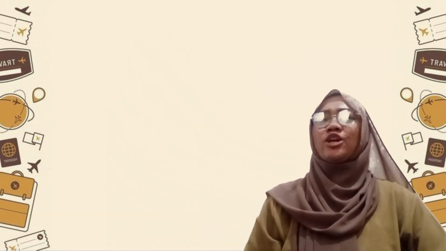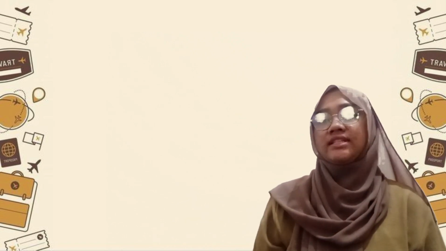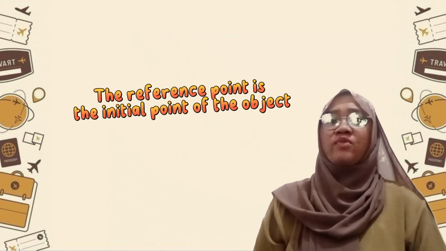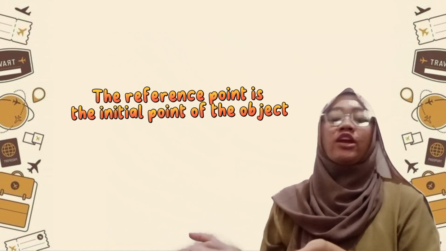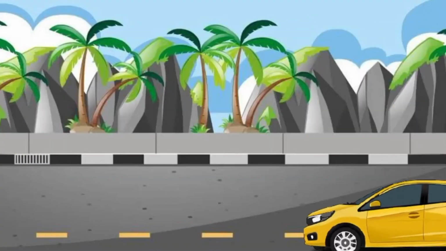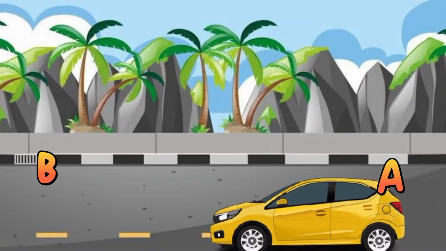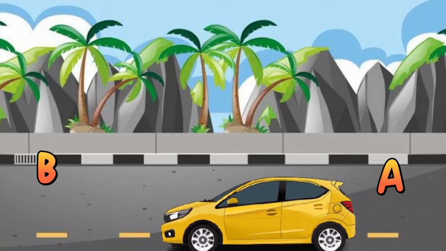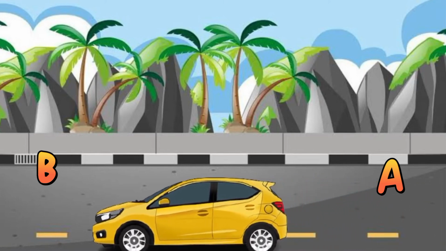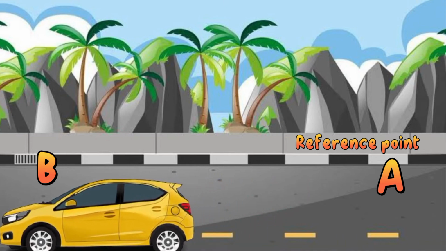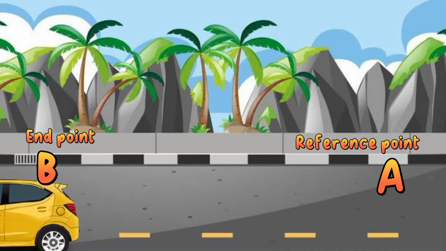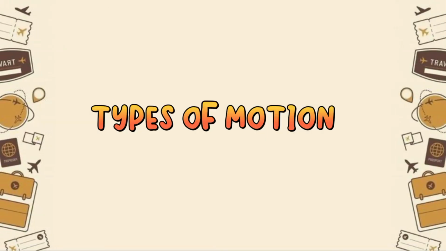So, an object has a reference point. The reference point is the initial point of the object. For example, a car is initially at point A and then moves towards point B. Point A is the reference point and B is the end point. Types of motion.